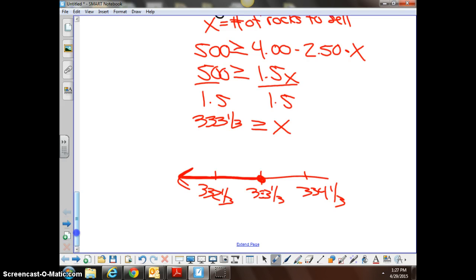If Tate sells 0 rocks, he should meet his goal. Right? Well, according to Ben's formula, according to Ben's equation, anything that is equal to or less than 333 and 1/3 will work. Right? So is 0 less than or equal to 333 and 1/3? Yes. So if Tate sells 0 rocks, he will reach his goal. Is there a problem here?